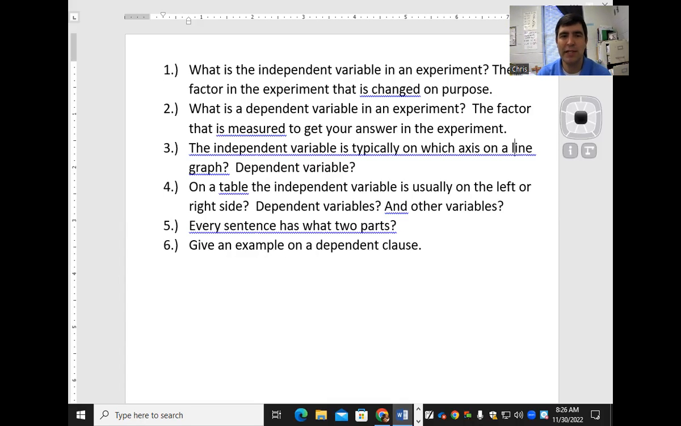Next one here. The independent variable is typically on which axis on a line graph? The x-axis. All right. And so the x-axis is what it's on. And again, why this is so important.